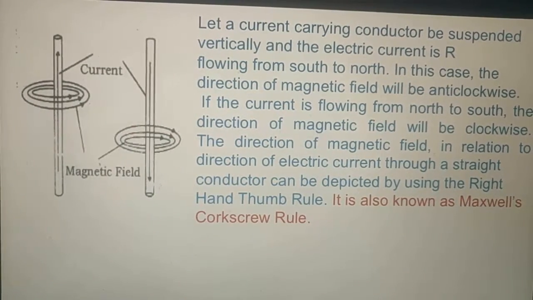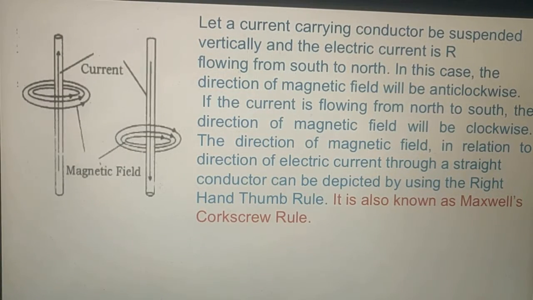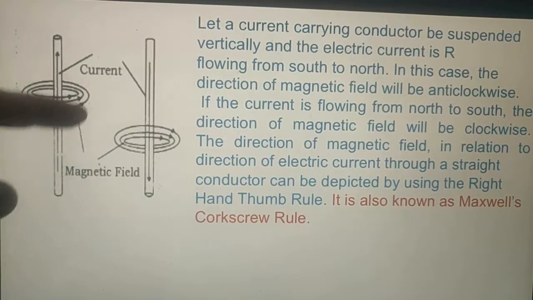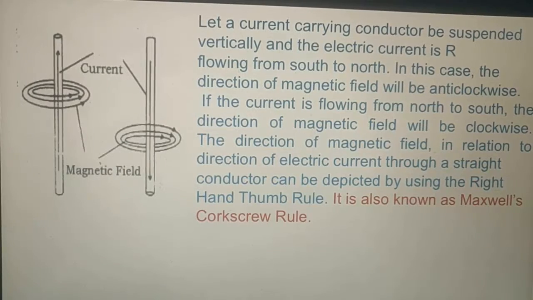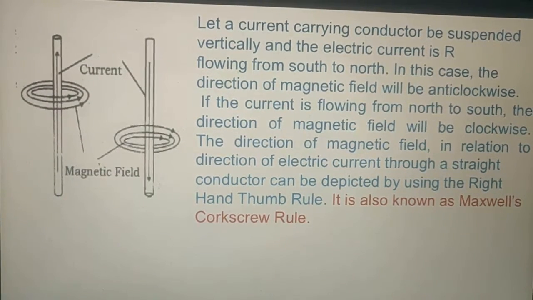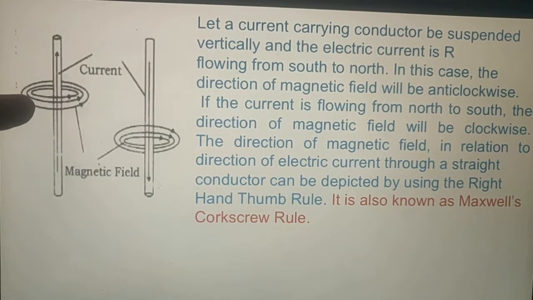Let a current carrying conductor be suspended vertically and electric current is flowing from south to north, as you see in these two rings. In this case, the direction of the magnetic field will be anti-clockwise.